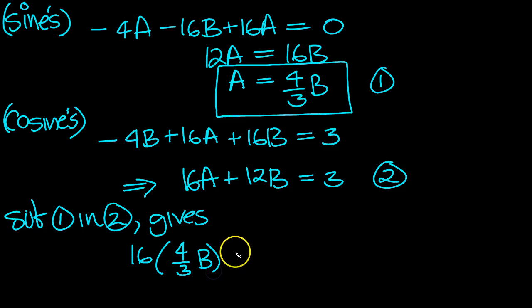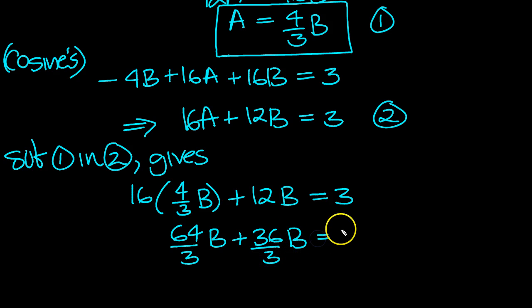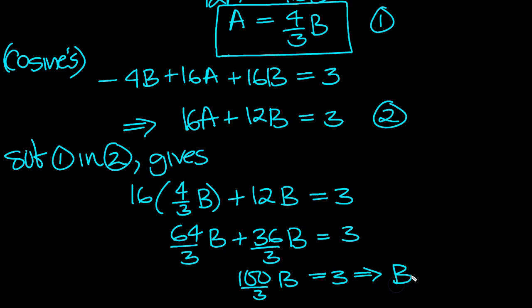So put that in. Plus 12b, yeah, which is here. That's the 16a, and a was 4/3 b. Plus 12b equals 3. So let's work out what b is then. 16 fours are 64, so 64/3. This can be written as 36/3 is equal to 3. So that's 64 and 36, that's 100/3, isn't it? Over 3 lots of b is equal to 3. So that tells us then that capital B equals 9 over 100.